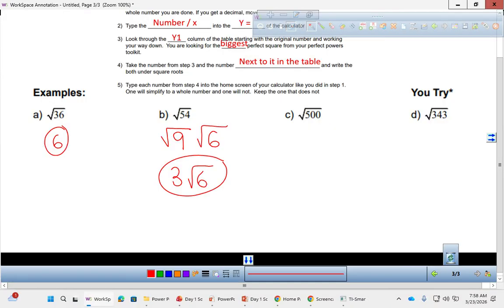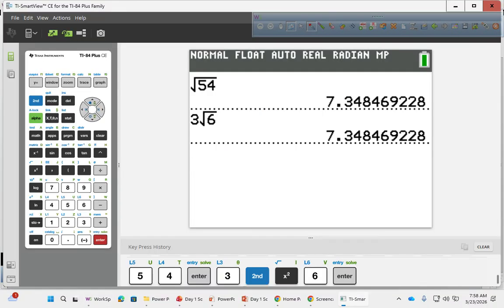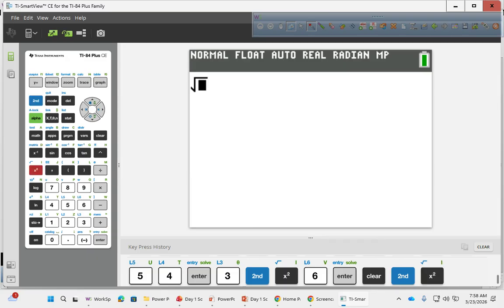All right, letter C. And again, I feel like I'm moving a little fast. It's just because you've learned this before. All right, so letter C. In my home screen, I'm typing the square root of 500.